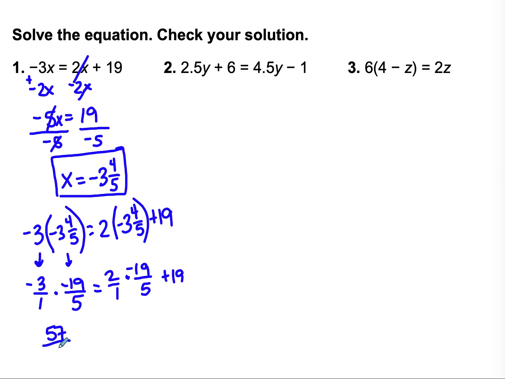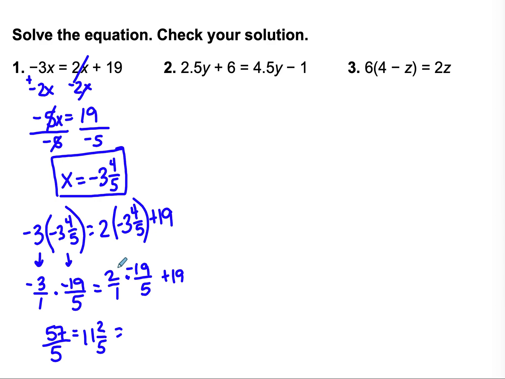And 5 times 1 is 5. So I have 57 fifths. Same sign, answer is positive. And then, if I think of that as an improper fraction and want to make it back into a mixed number, 5 would go into 57 11 times with a remainder of 2. So 11 and 2 fifths, that's what this side of the equation equals.